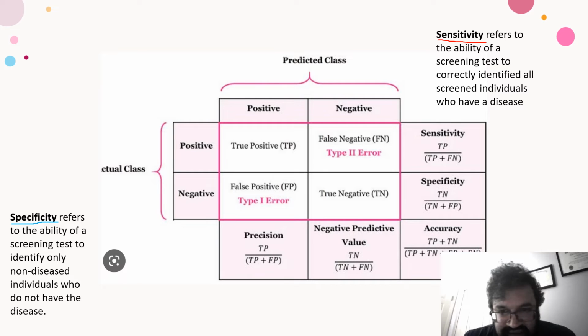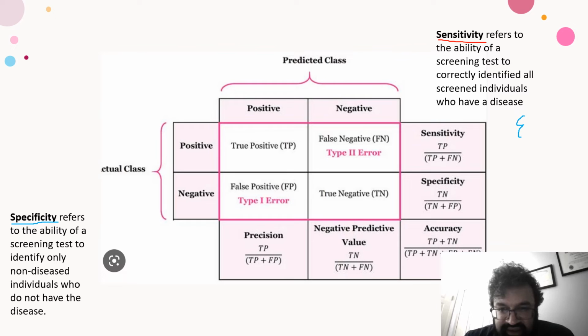Sensitivity refers to the ability of a screening test to correctly identify those with the disease. Specificity refers to the ability of a screening test to identify only non-diseased individuals who do not have the disease. Specificity deals with ruling the negative out, and sensitivity is ruling the positive in. For instance, sensitivity is the ELISA, and specificity is the Western blot as it pertains to HIV.